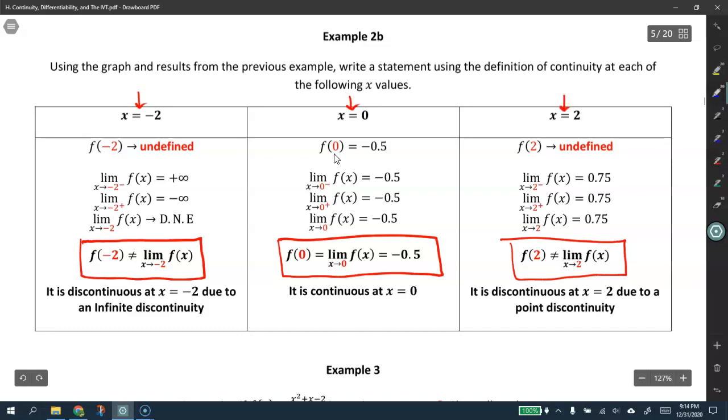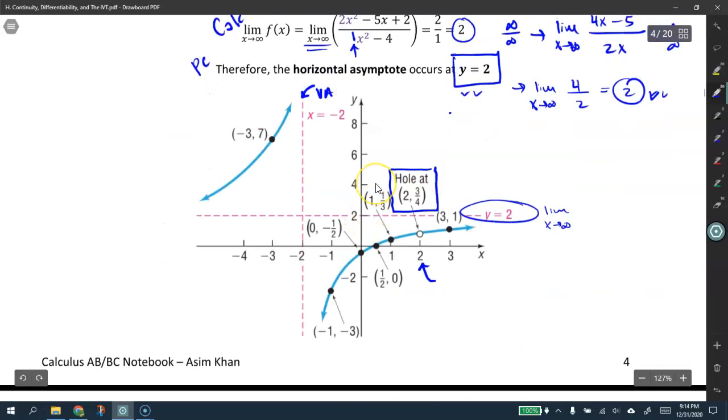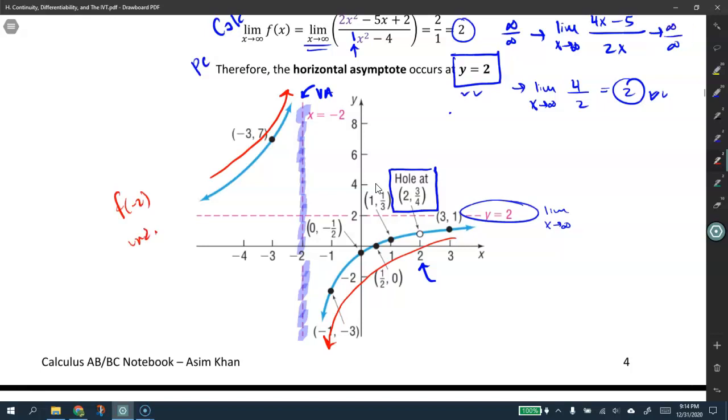All right, let's start with x equals -2. Notice that when x is equal to -2, if we go to the graph, there is basically a vertical asymptote. Now, why do we have a vertical asymptote? Well, notice that from the left-hand side, the limit shoots up to infinity. From the right-hand side, the limit goes to negative infinity. And so obviously the limit doesn't even exist at -2. But beyond that, because it's a vertical asymptote, the function at -2 is also going to be undefined. So you have all kinds of problems happening at -2.